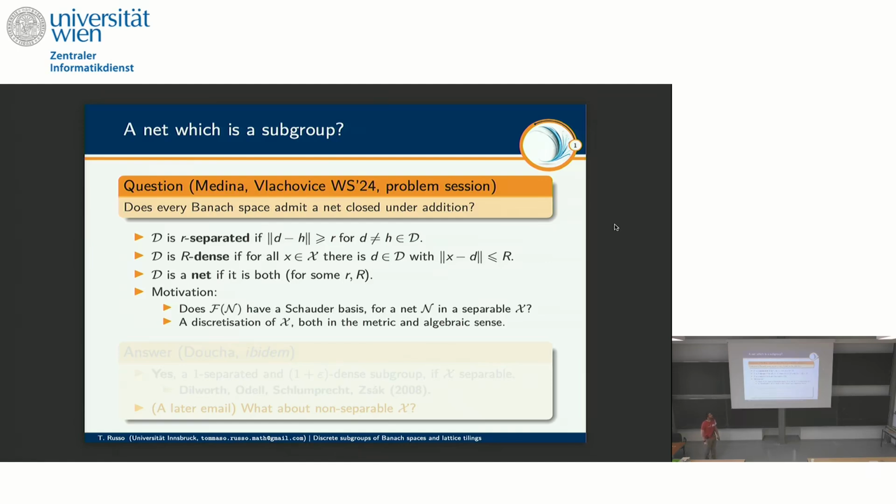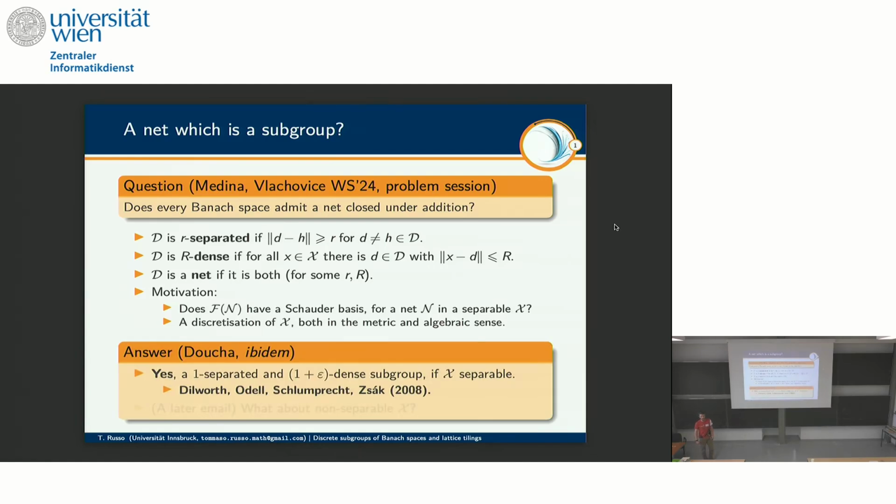So this seems like something reasonable. However, not every open problem asked there is an open problem, because just after Ruben asked it, Michal Doucha pointed out that this was known. So if you are in the separable case, there is a result by Dilworth, Odell, Schlumprecht, and Zsák, where you can get a subgroup. So not only closed under addition, but really a subgroup.